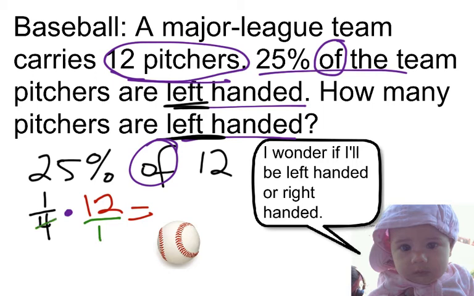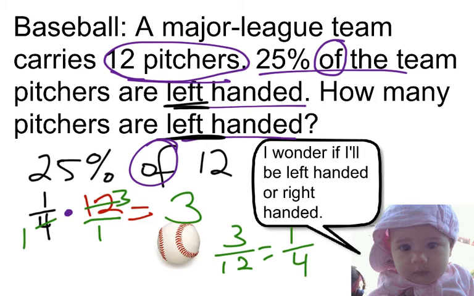We can use cross products to figure out that 3 of the 12 are left-handed. And wouldn't you know that 3 out of 12 is the same as 1 out of 4? So of course you could have also used cross products to figure this out as well. But in this case, multiplying the fraction by the whole number is one of the most convenient ways of solving this. And again, checking our part to total can help us compare the percent to the fractions.